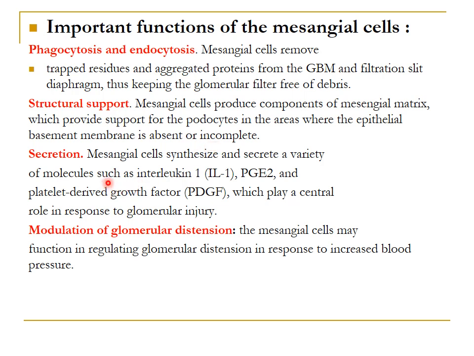Now these mesangial cells also secrete a variety of molecules like interleukins, prostaglandins, and platelet-derived growth factors. And these molecules play a central role in the response to glomerular injury or inflammatory processes. Then there is the modulation of glomerular distension. The mesangial cells also function in regulating the glomerular distension in response to increased blood pressure.